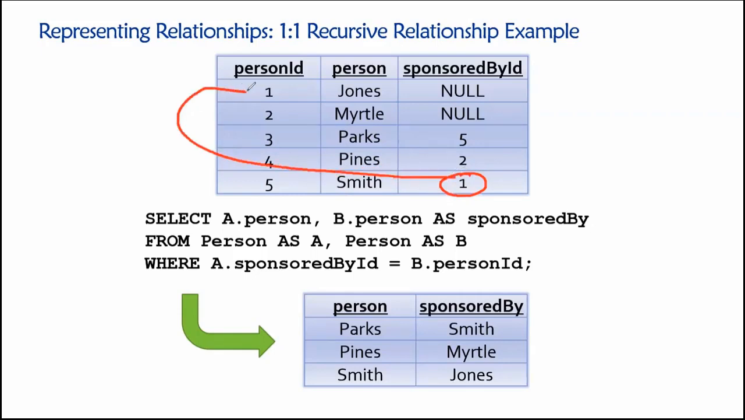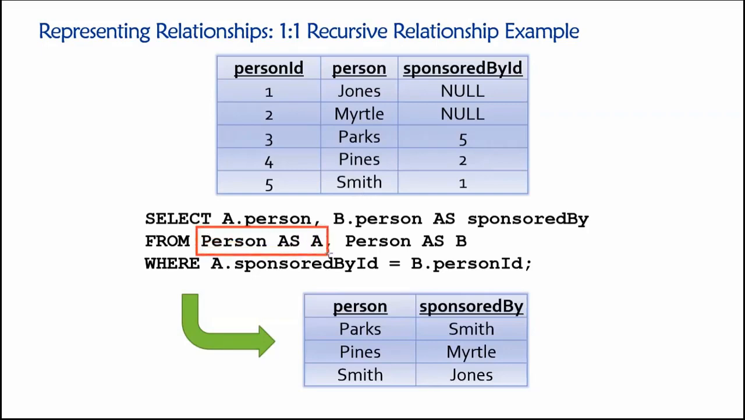So I can trace that back to another row within the same table, and I can then see Smith was sponsored by Jones, who was sponsored by no one. Now let's take a look at the SQL for this. And this is going to be a little weird because we're going to have to select data from 2 copies of the same table. So here we're doing it in the where clause. We're doing an inner join.